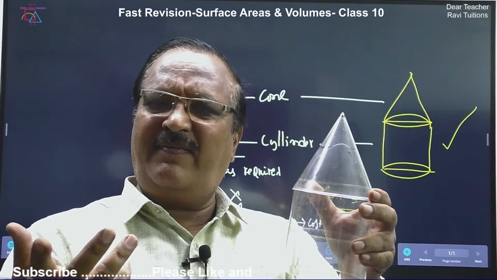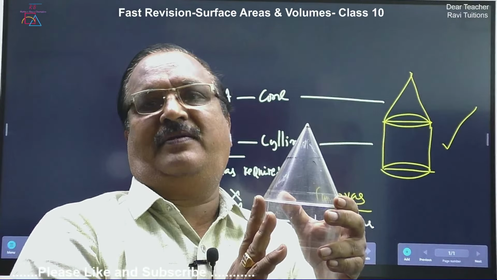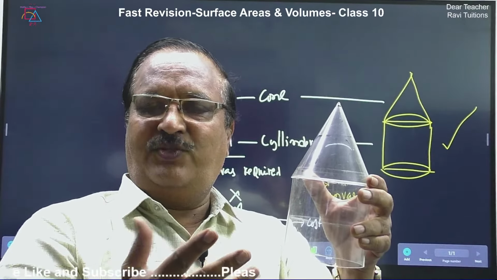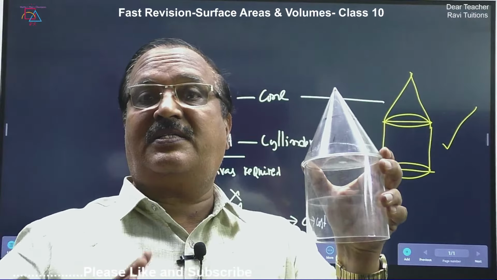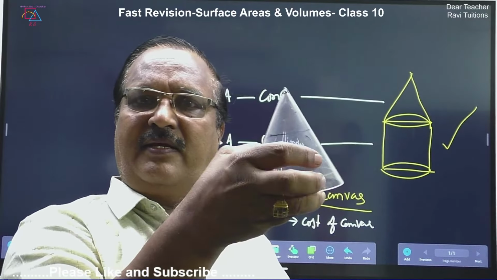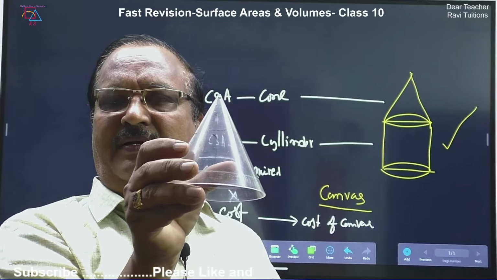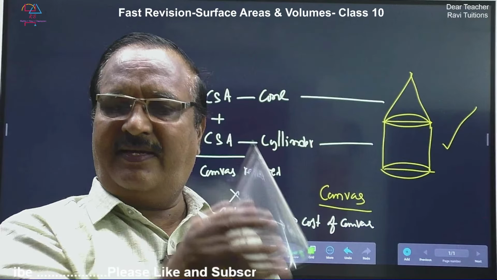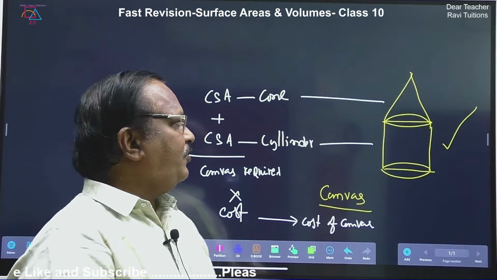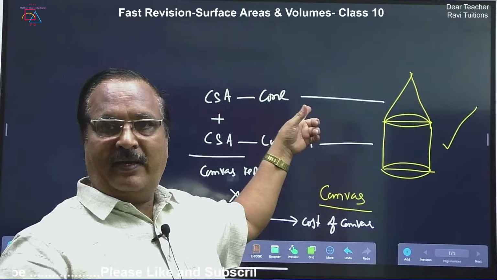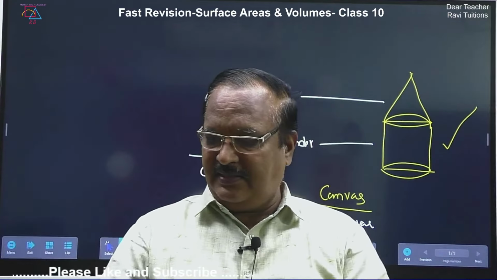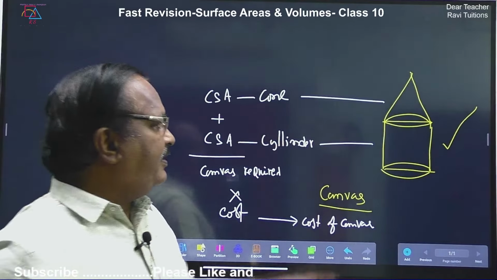Then what is the cost? Say the cost is given as 100 rupees per square meter. You will get the area in square meters, so multiplying by the cost will give you the cost of canvas required for this tent. Suppose it is only this one, it is very simple, the CSA of cone. Now the CSA formula of cone you should know, pi R L, and for the cylinder, 2 pi R H. Then how do you find the things?